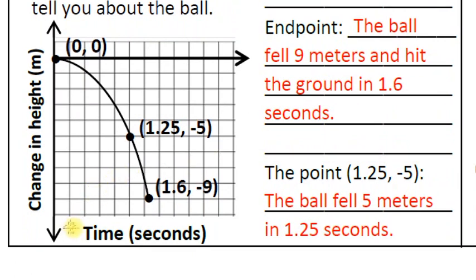Well, we've got time on the x-axis. We've got change in height, and this is meters on the y-axis. You can see the way they graphed it. Our ball started at 0, 0. That means time 0, and it's fallen 0 meters. And as they drop the ball, as time goes by, the ball falls farther and farther and farther.